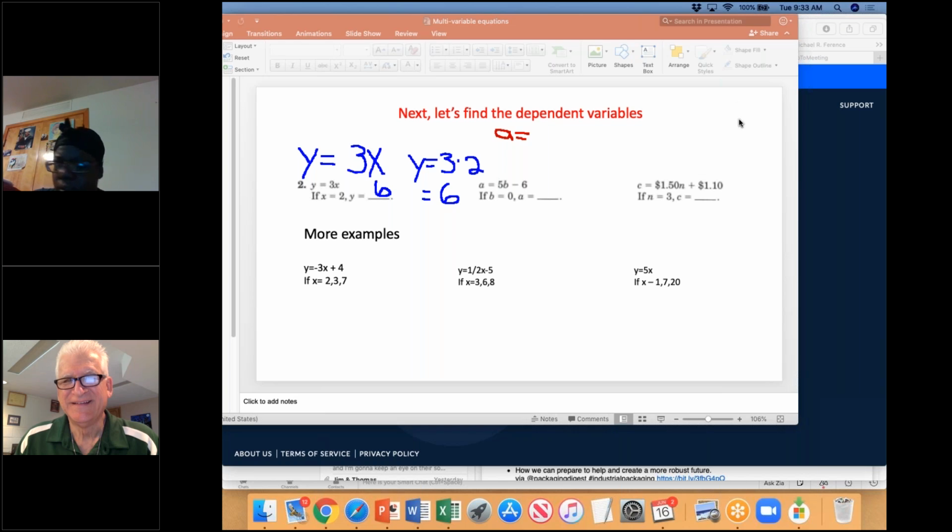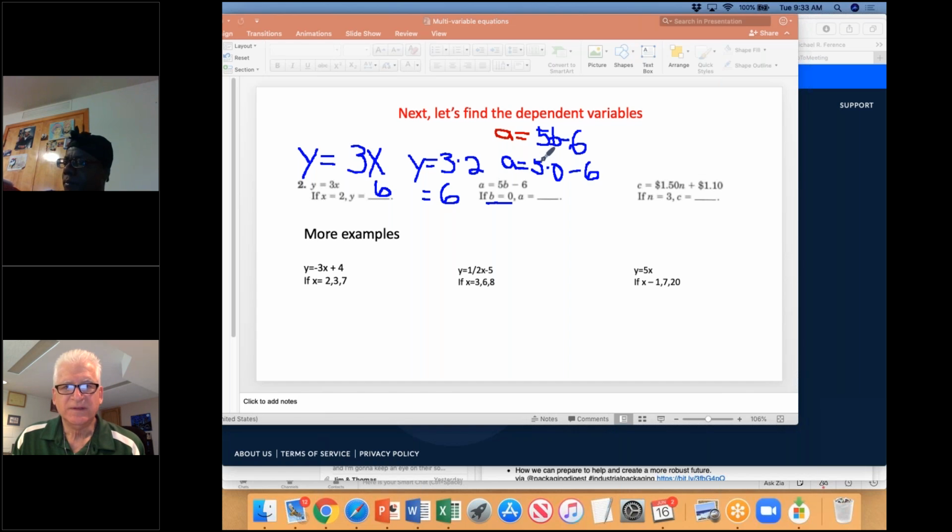Okay. A equals 5B minus 6. And they're telling you here to let B equal 0. So if we let B equal 0, we still go back to our equation and say A equals 5 times 0 minus 6. And just solve that equation.